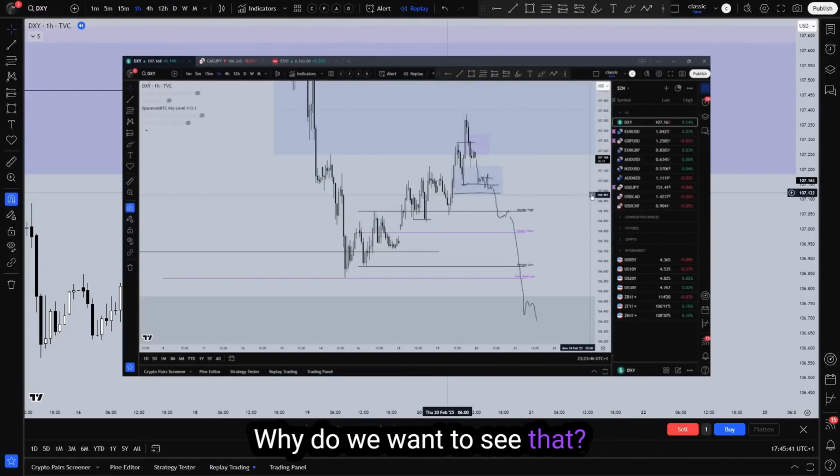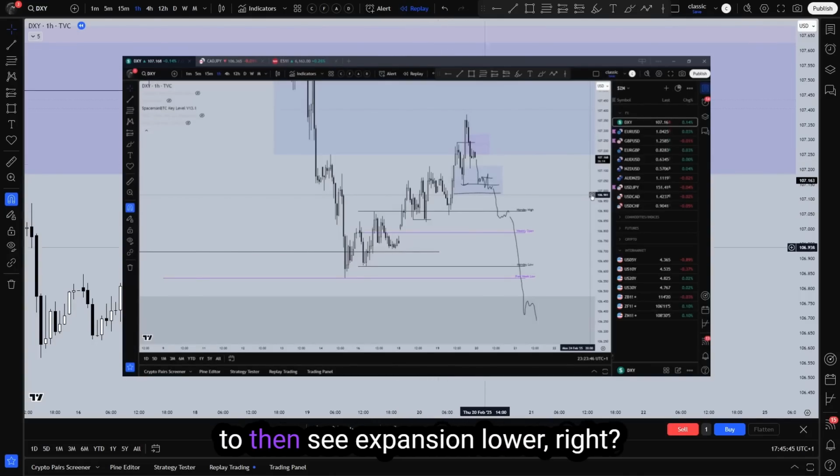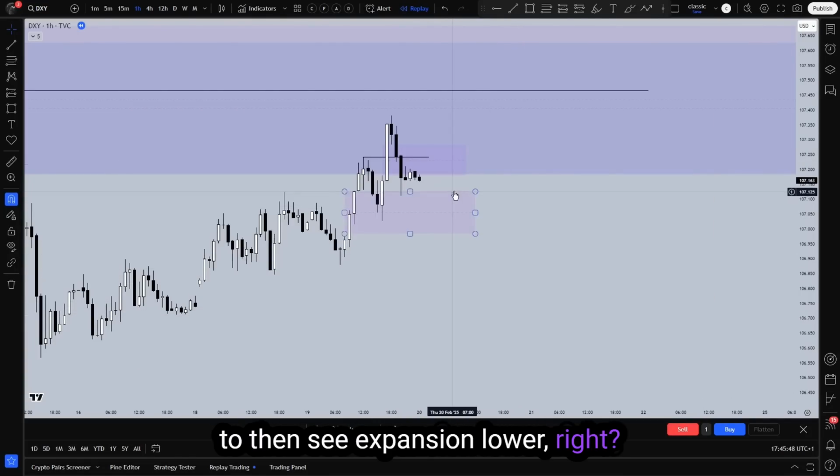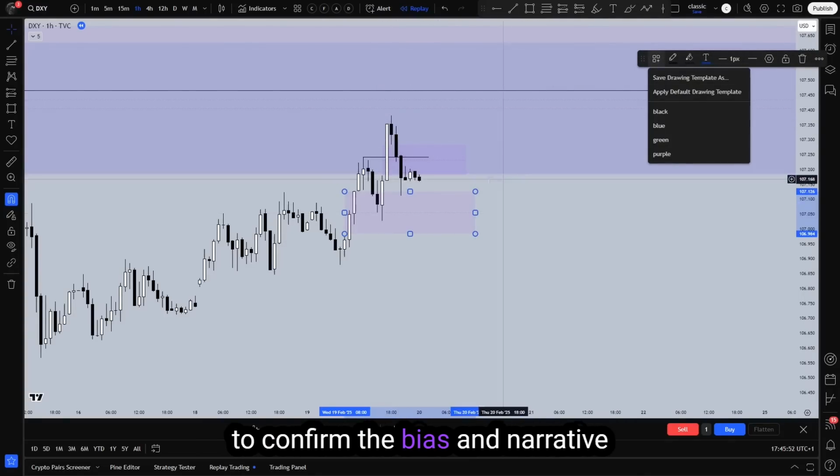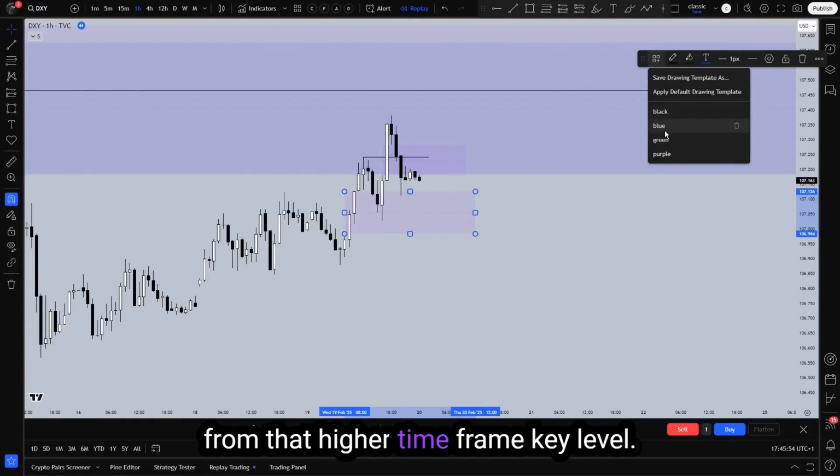Why do we want to see that? We want to see that to confirm institutional sponsorship of price to then see expansion lower, right? So we need that change in order flow to confirm the bias and narrative from that higher time frame key level.